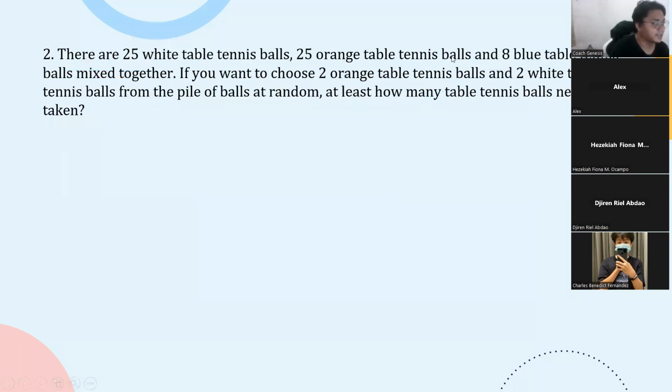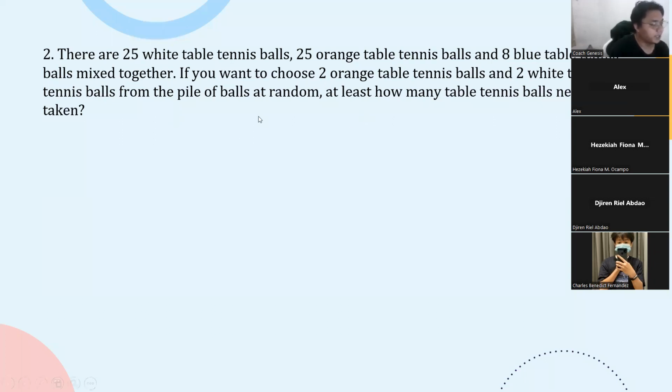Next, we have number 2. There are 25 white table tennis balls, 25 orange table tennis balls, and 8 blue table tennis balls mixed together. If you want to choose 2 orange table tennis balls and 2 white table tennis balls from the pile of balls at random, at least how many table tennis balls are needed to be taken?